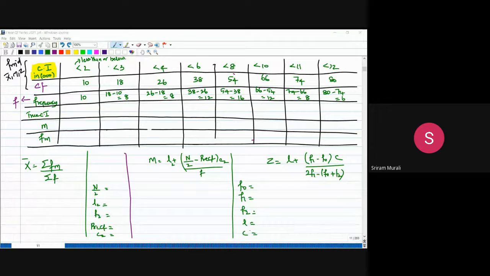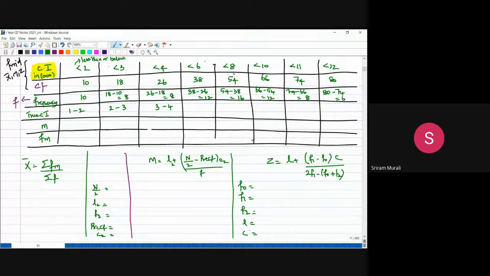We have to find the true class interval. The minimum is 1, the maximum can be 2. It is in thousands, that is why I don't write the zeros, because writing 0, 0, 0 is a waste of time. The maximum is 3, what should be the minimum? The last class interval minimum was 2. The maximum is 4, so this will be 3 to 4.